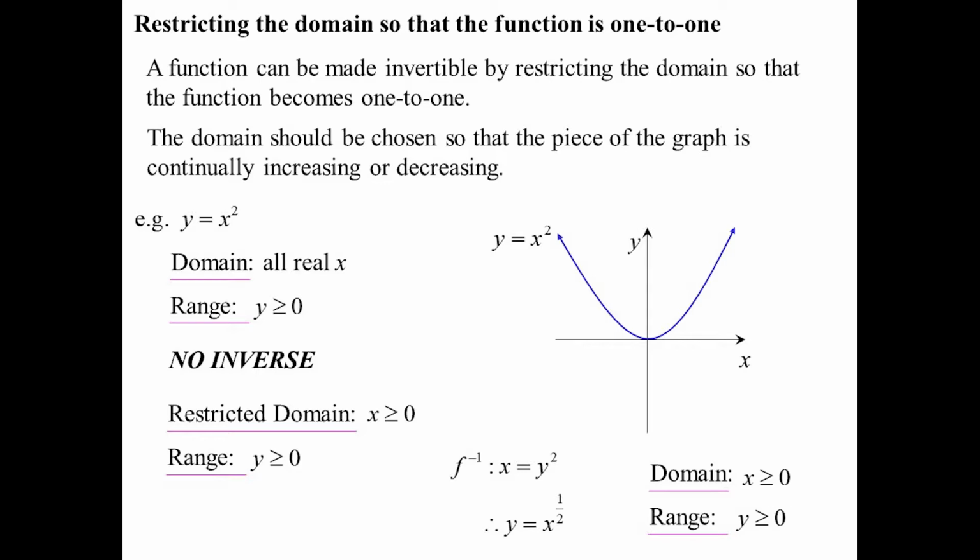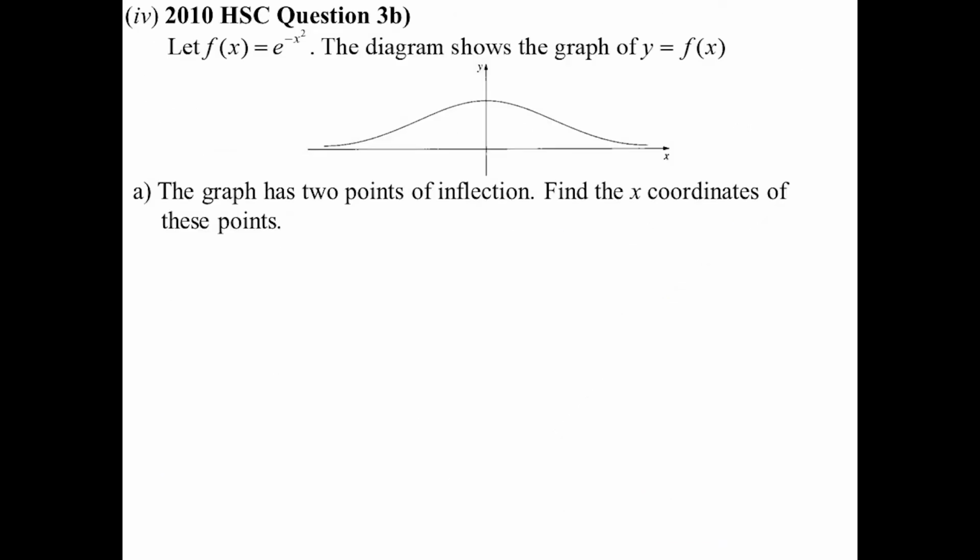And the range also is y is greater than or equal to 0. And if I was to draw it, we've ended up with the top half of the parabola there on its side. Let's have a look at an HSC question. So yes, they've given us the classic bell curve, e to the power of minus x squared. So that's the graph we're playing with.